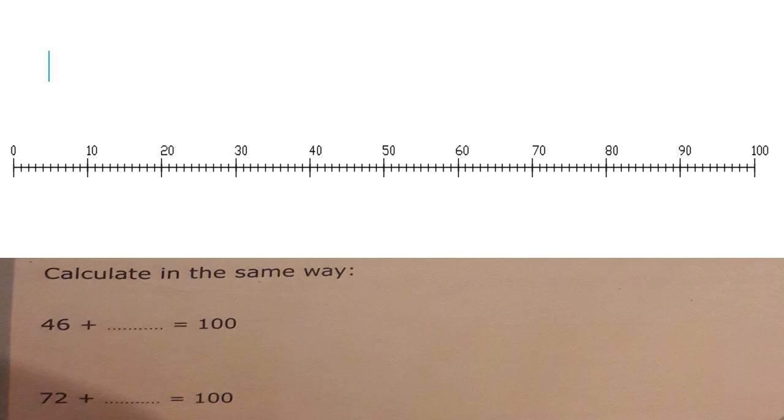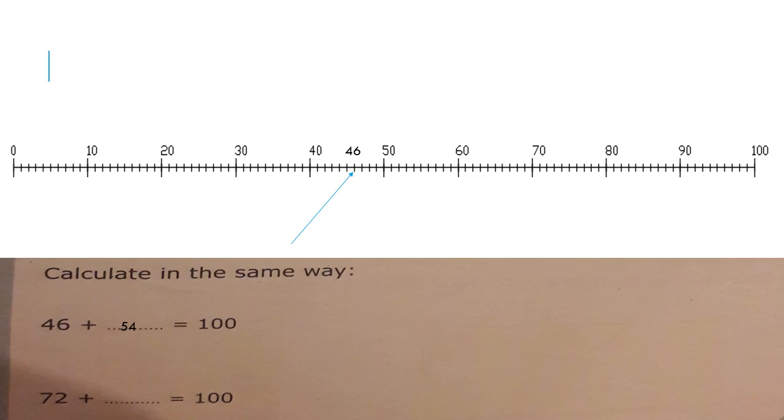Let's do it on the number 9 to be able to understand it better. 46 is here. I have to go from 46 to 100. Look, from 46 to 50, I have 4. And from 50 to 60, I have 10. From 60 to 70, I have 10. From 70 to 80, I have 10. From 80 to 90, I have 10. And from 90 to 100, I have 10. So it's 5 tens and 4 ones, 54.